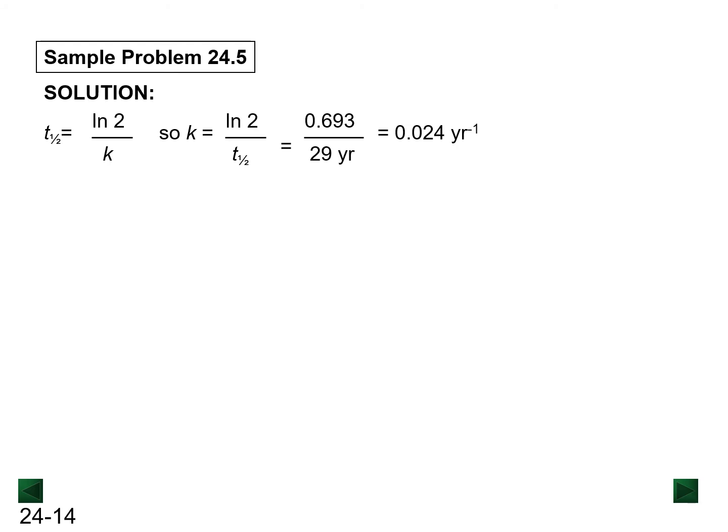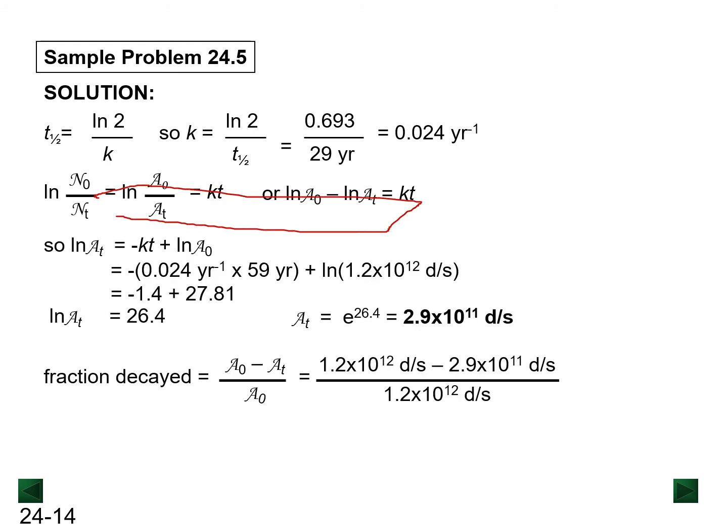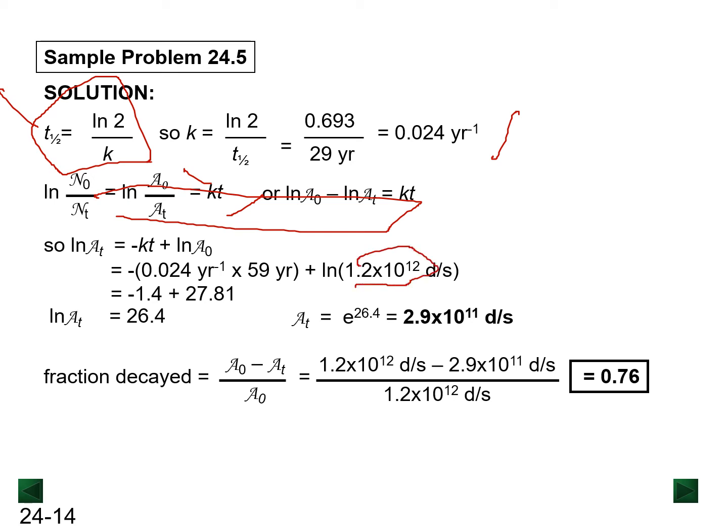Okay, here you need to find the activity at a given time, so you need to find this equation. Since we don't know the decay constant, you need to use this formula to find the decay constant since the half-life is given. Then you will get the decay constant. Substitute the decay constant into this equation, where t equals 59 years and A0 is the initial activity given, 1.2 × 10^12. Substitute all the values, then you will get A equal to this.